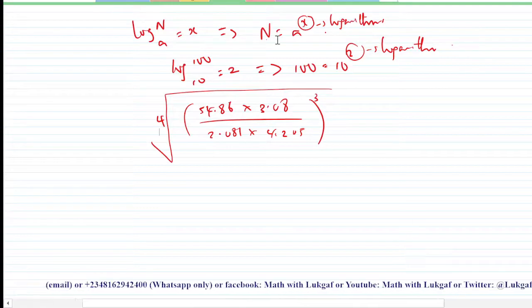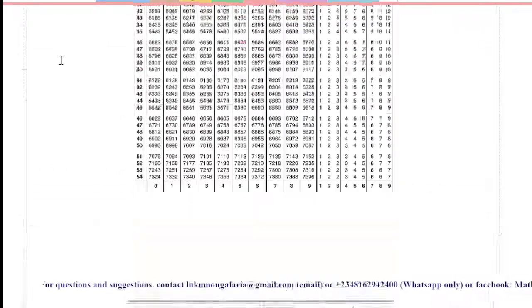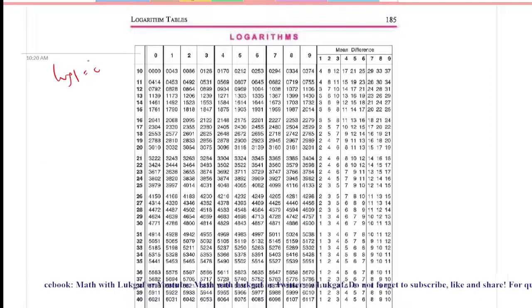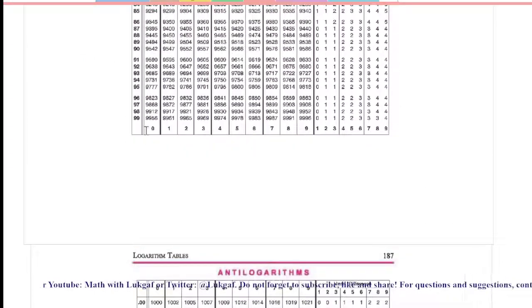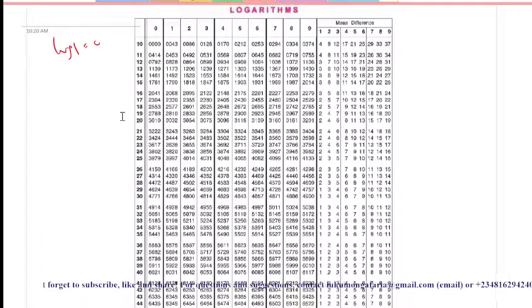What do we call a logarithmic table? A logarithmic table is a kind of table in this form, whereby it contains the log of numbers between 1 and 10. If you check it very well, you will see that the logarithm of 1 is 0. And if you check the last number here, you will see it is not up to 1 as well. So that's why I said your logarithmic table contains the log of numbers between 1 and 10.